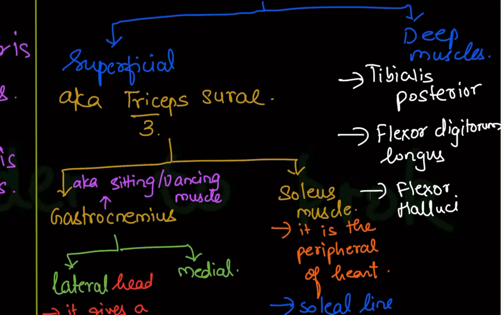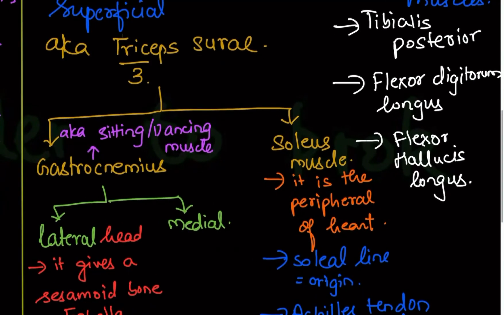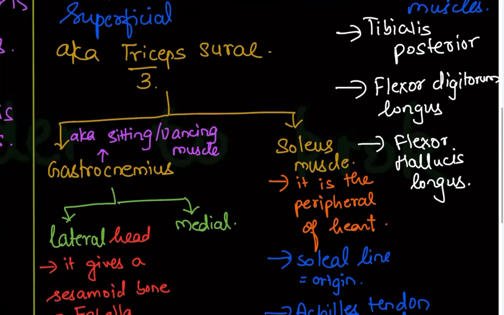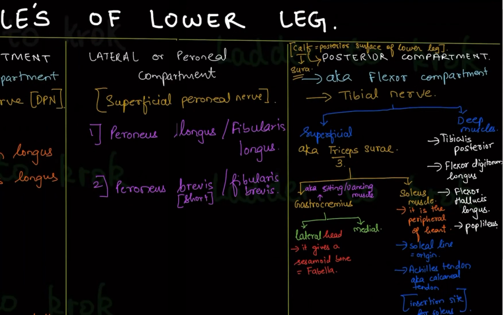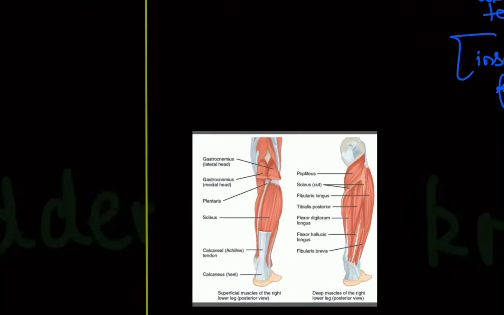What do you mean by hallucis? Hallucis means big toe. So this flexor hallucis goes into your big toe and supplies it. And the last muscle which comes here is popliteus. What is it? Popliteus muscle. So let's look at this in the picture.